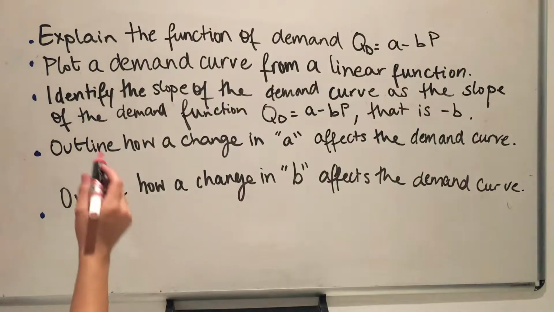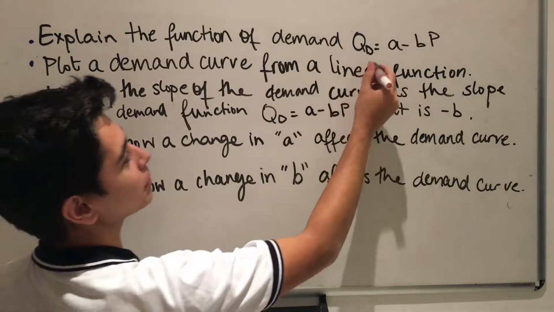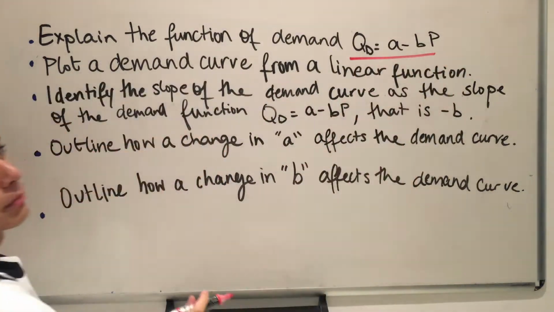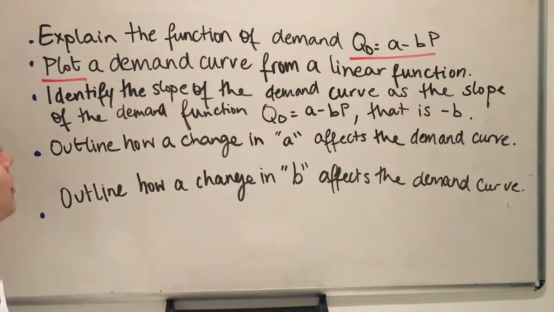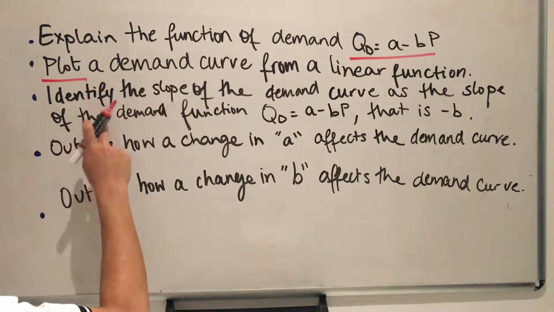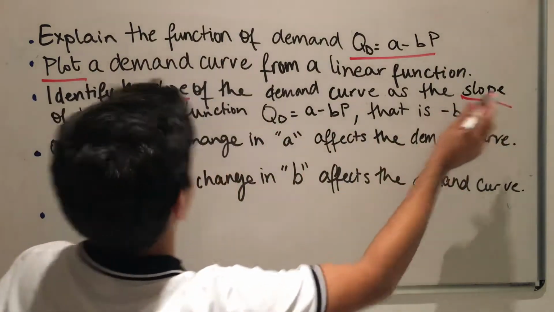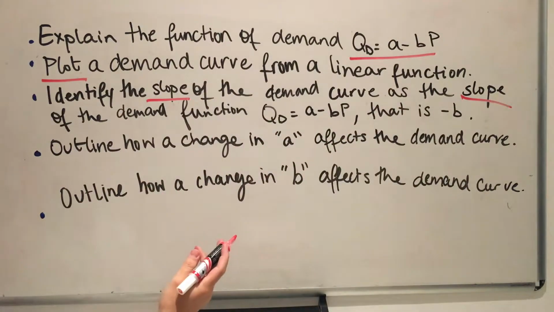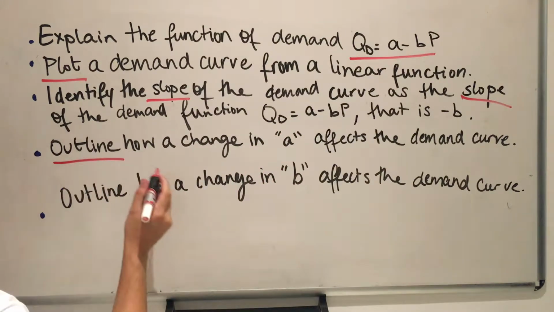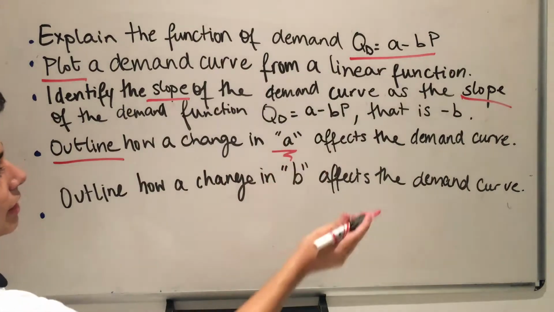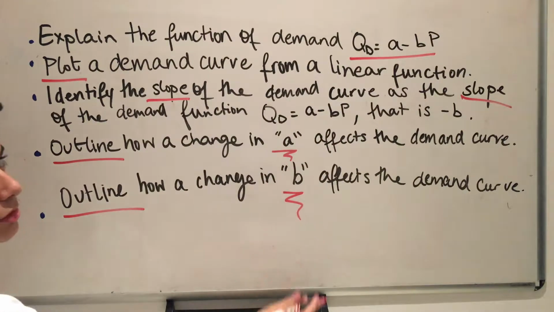After watching this video, we guarantee that you will be able to explain the demand curve in the form QD is equal to A minus B times P. You will be able to plot a demand curve from a linear function. You will be able to identify the slope of the demand curve as the slope of the demand function in the equation. You will be able to outline how a change in the variable A affects the demand curve and outline how a change in the variable B affects the demand curve.